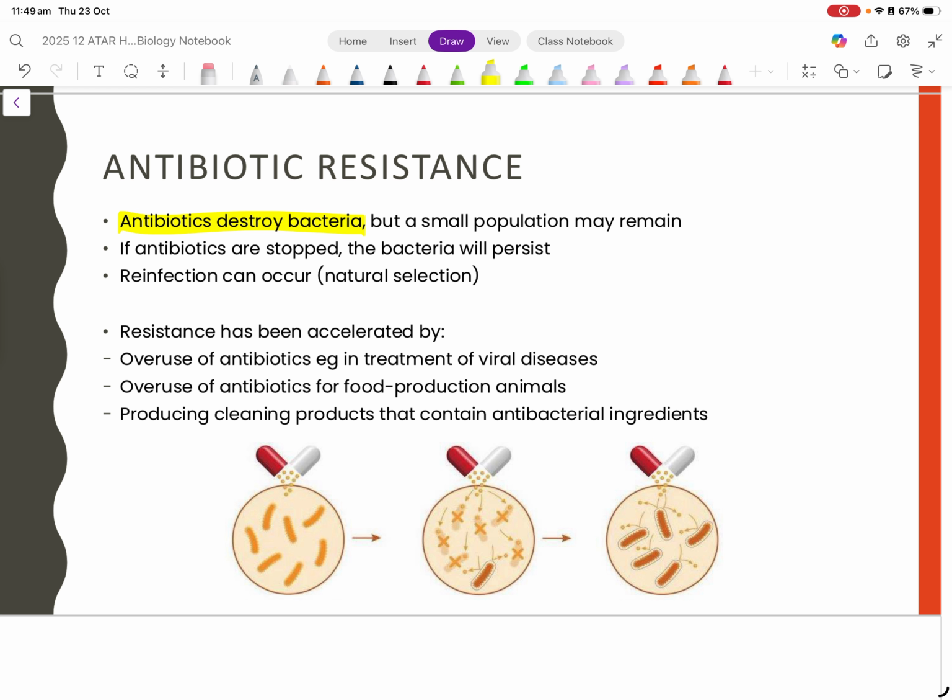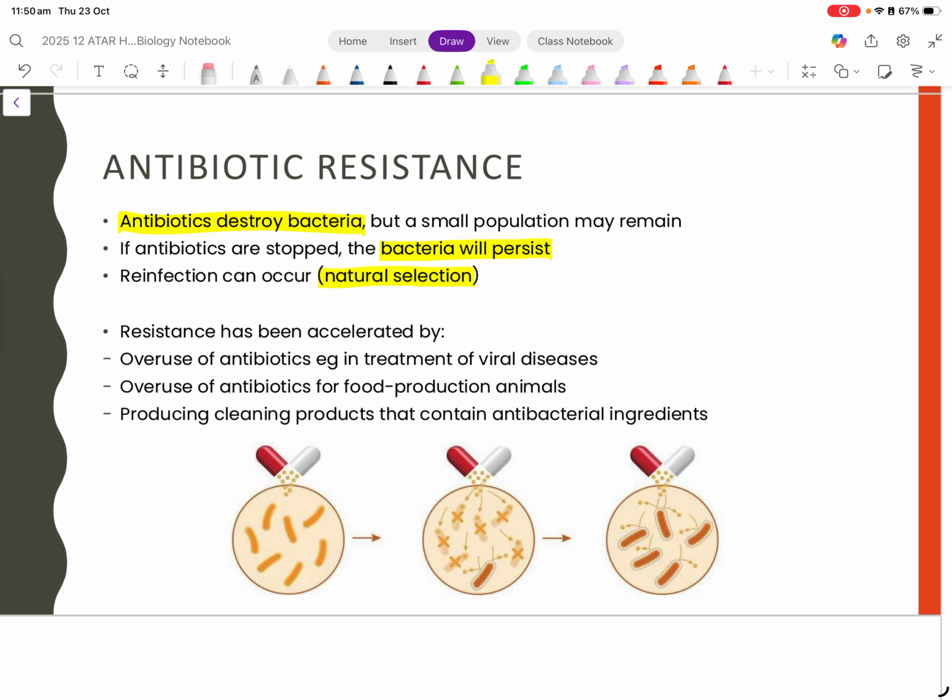Now, if the antibiotics are stopped midway throughout their course or at any stage throughout their course, this is going to lead to some bacteria persisting, some bacteria can survive. Now, this is ultimately all down to natural selection. It's due to random chance, it's due to variations within the genetic code of that individual bacteria, which might provide them with a survival advantage upon exposure to that particular antibiotic.